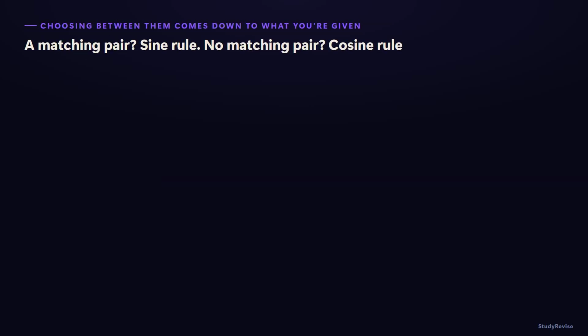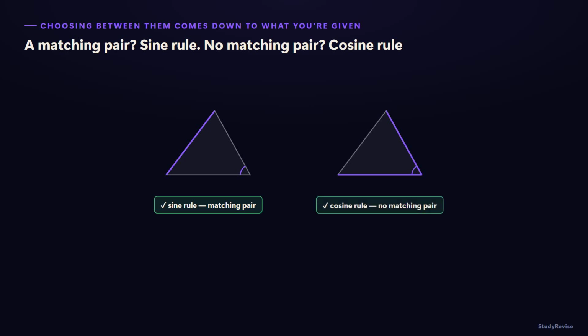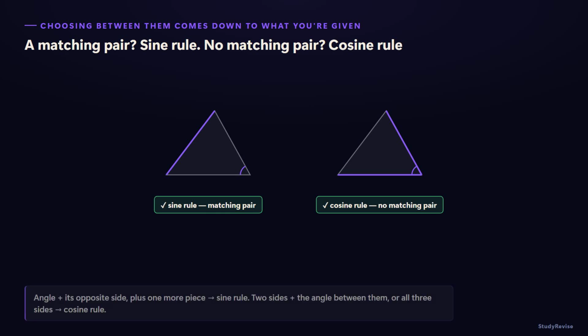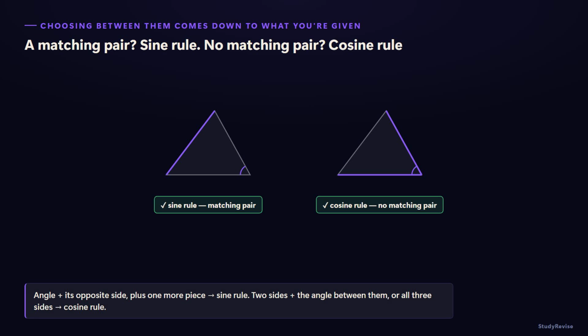For any other triangle, you need one of 2 different tools instead, the sine rule or the cosine rule. Choosing between them comes down to what you're actually given. If you have a matching pair, an angle and the side directly opposite that same angle, plus one more angle or side, use the sine rule. If instead you have 2 sides and the angle trapped between them, or all 3 sides with no angle at all, there's no matching pair available, and the cosine rule is the only one that works.